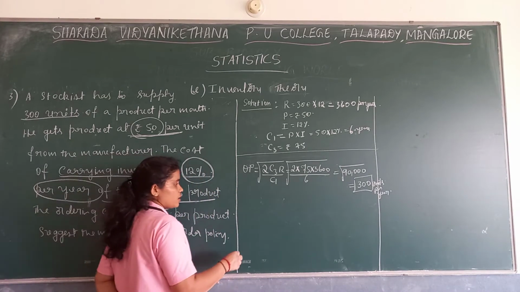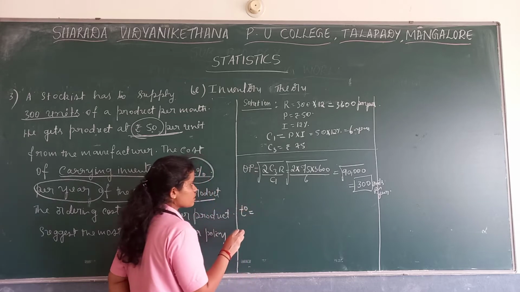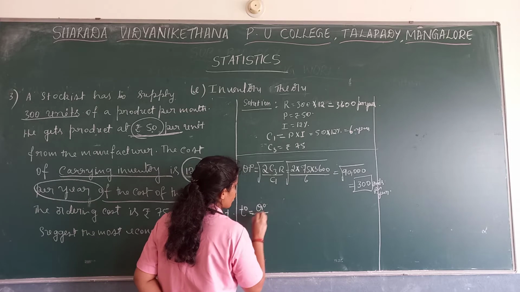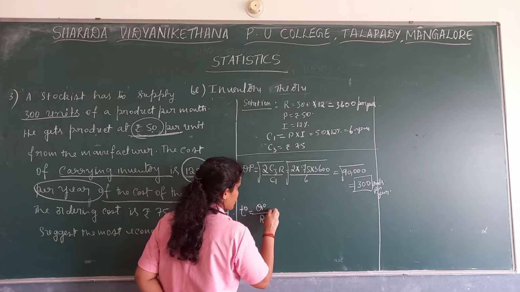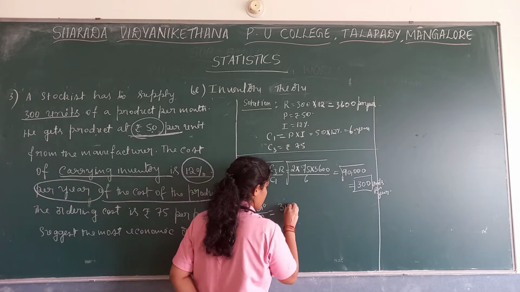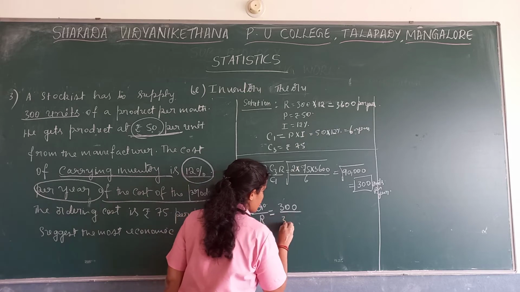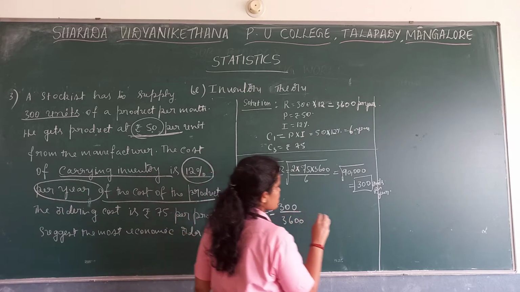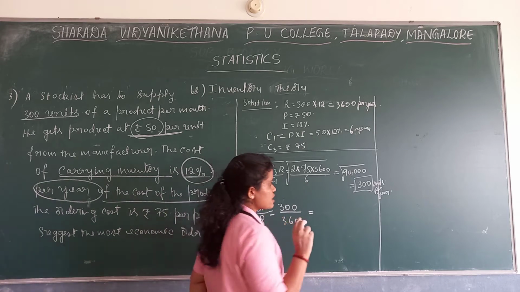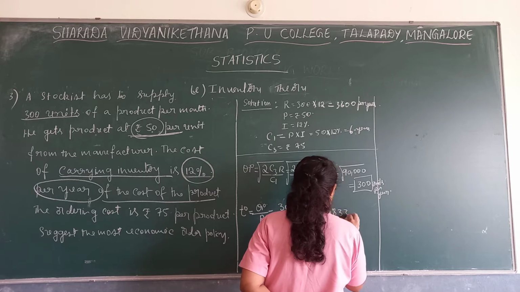Now, the second one, what we need to find out? The reorder time, that is T0. The formula is Q0, the economic order quantity, divided by demand. What is the economic order quantity? We get 300. Then what is your demand here? Demand is 3600. So when we divide 300 by 3600, we get 0.0833.